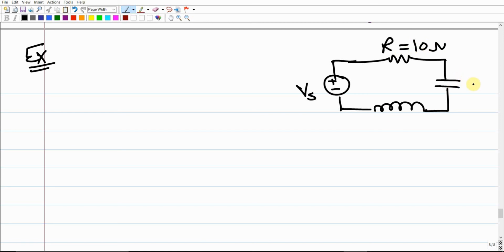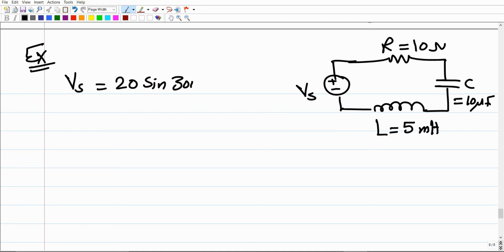R is given as 10 ohms. And C, which is the capacitance of the capacitor, is given by 10 microfarad, and we have L, the inductance of the inductor, given as 5 millihenries. And the Vs function is given as 20 sine 3000 t. This is the Vs function, which is V of t, right? And it is required to find the current I of t.